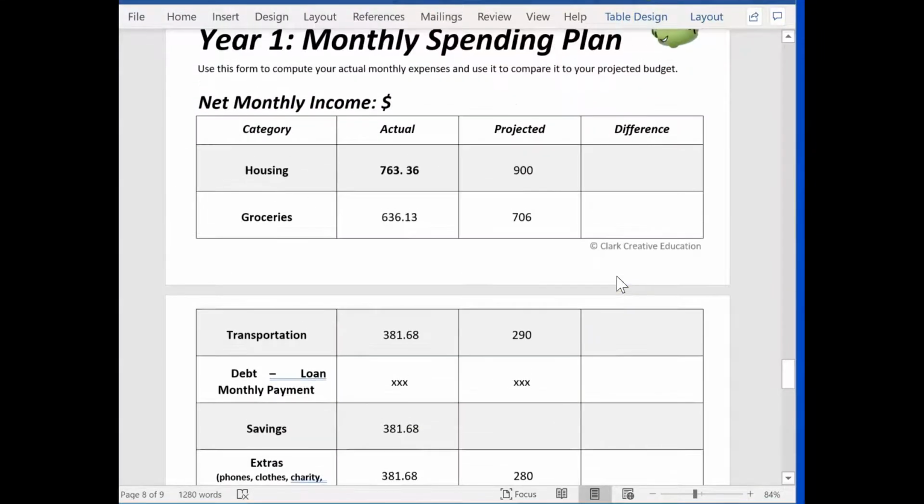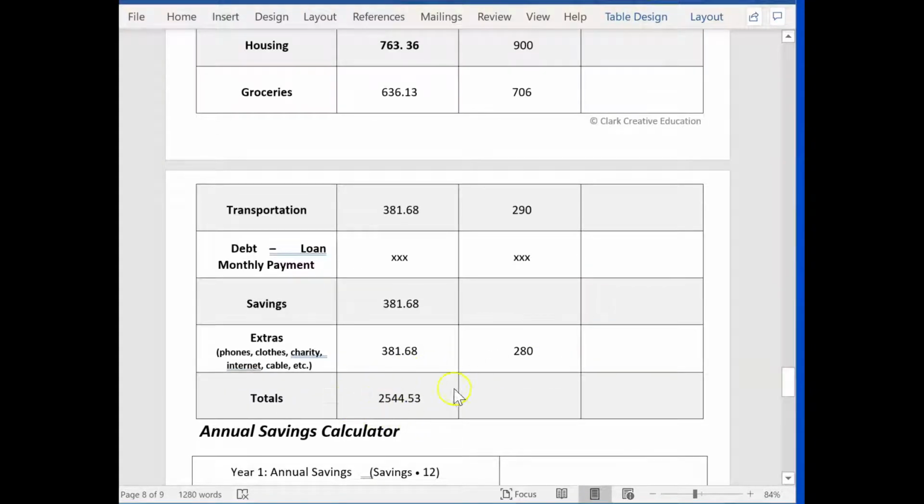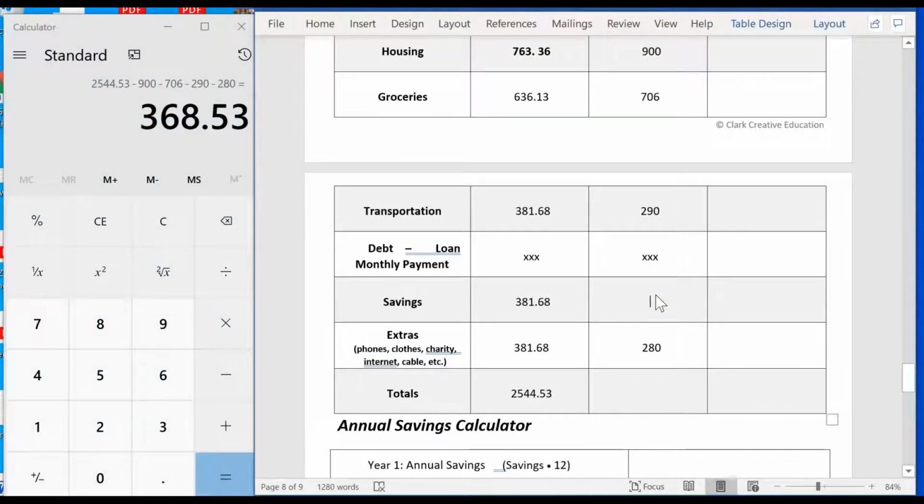So what I did with my savings is I actually just added all of these numbers up and then subtracted them from my net monthly income. Let me show you how. So I'm going to take my net monthly income, 2544.53. I'm going to subtract 900 minus 706 minus 290 minus 280, and I have $368.53 left. So I'm just going to put this into my savings, and I'm going to show you why.